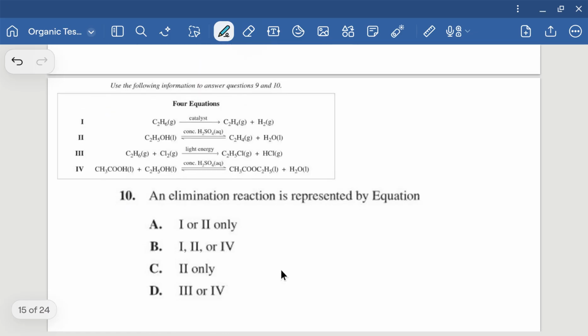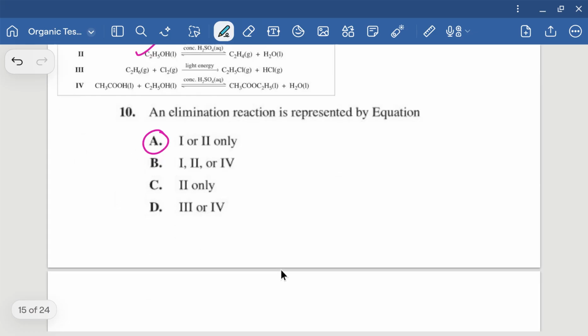The next one is just, once again, being able to identify a reaction. If you're elimination, you're starting with one reactant and taking something off of that reactant to make 2 products. And the one that shows that would be number 1 and number 2. Number 3 shows substitution, and number 4 is esterification. So this would be A.